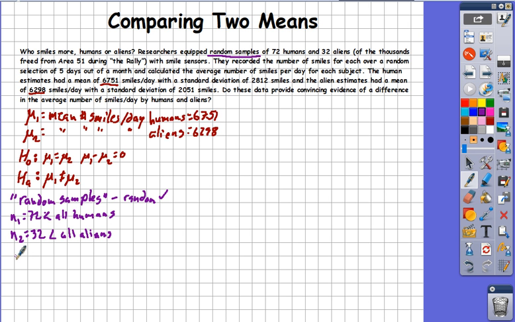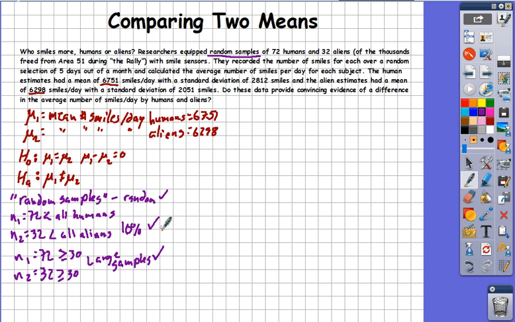So let's go ahead and say n sub 1 equals 72, which is, of course, greater than or equal to 30, and n sub 2 equals 32, which is greater than or equal to 30. So again, this is our large samples. Check. And over here, I'll put 10%. Check. So now we've got our conditions and assumptions.